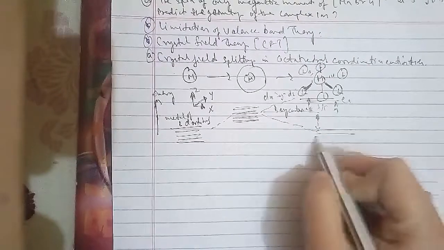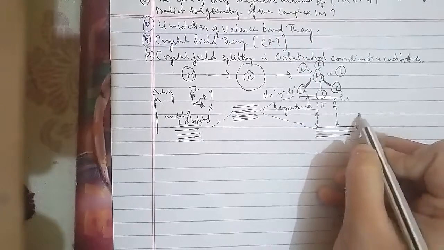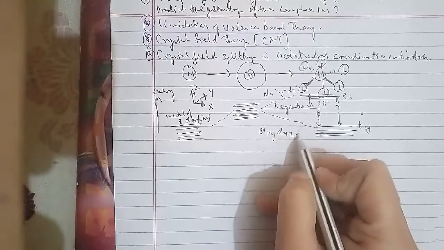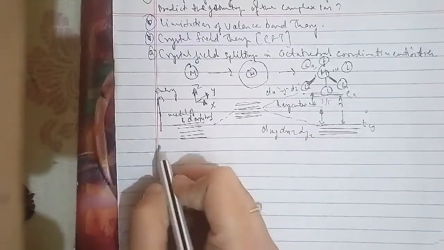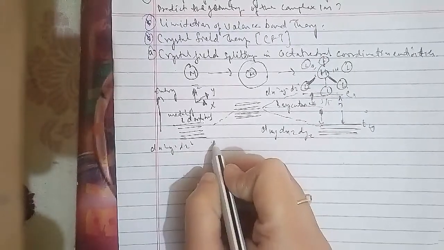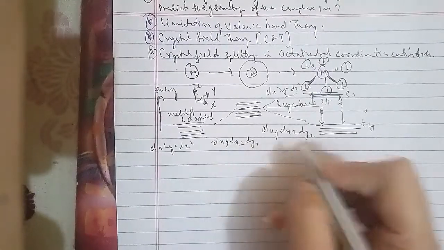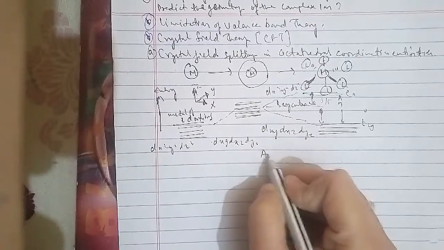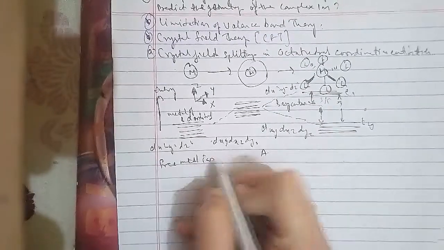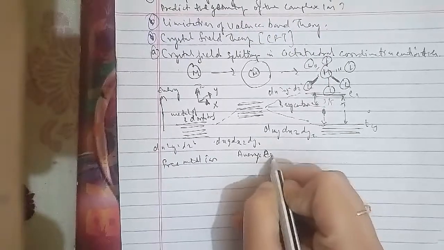Here it is your average energy of d orbital in spherical crystal field, and for this it is your splitting of d orbitals in octahedral crystal field here that we have. So this is all we have, d orbital splitting in an octahedral crystal field.